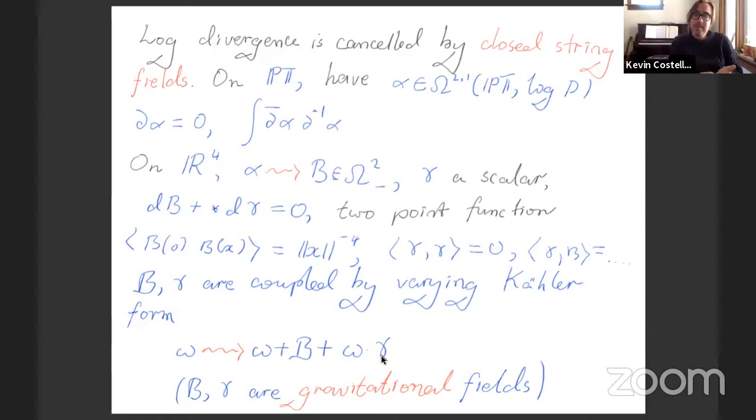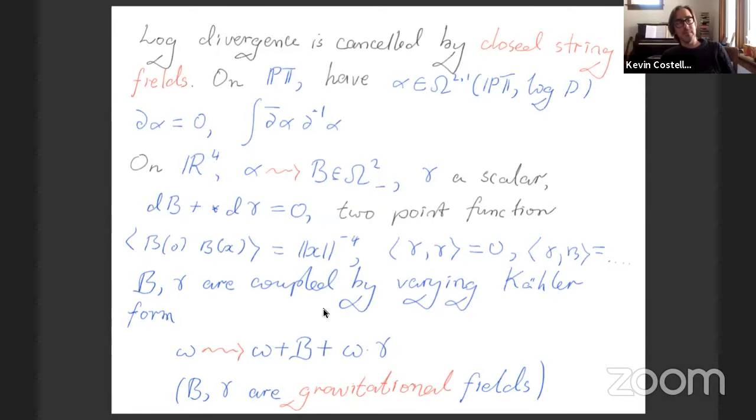So this is what we would expect, because from the 6-dimensional point of view, these fields control certain deformations of complex structure, compatible with the divisors at 0 and infinity, as in the question that Ezra asked. So it's not surprising that they're gravitational in some sense.